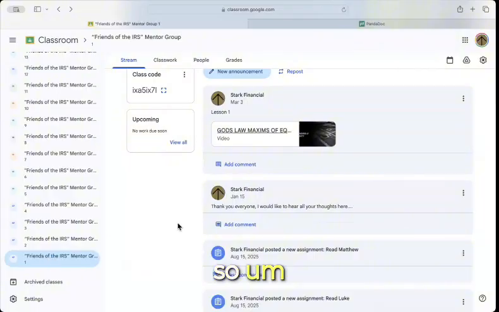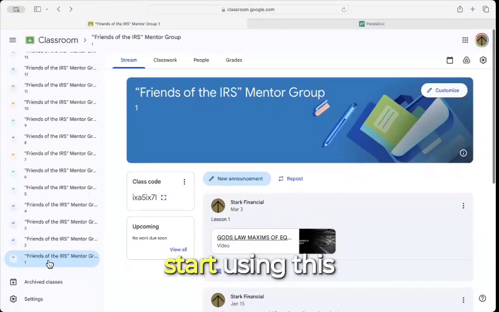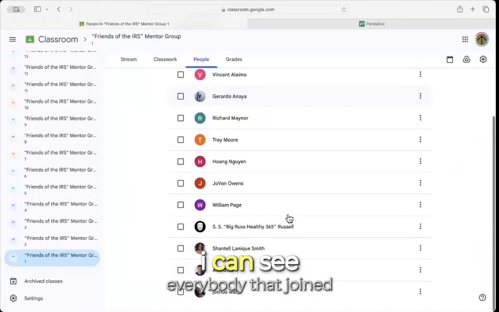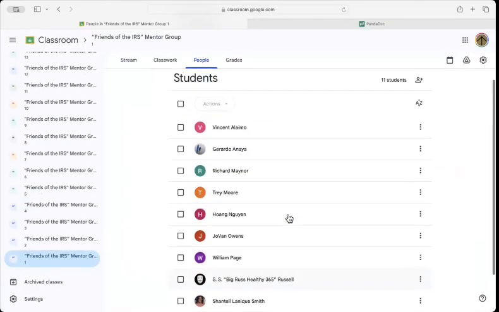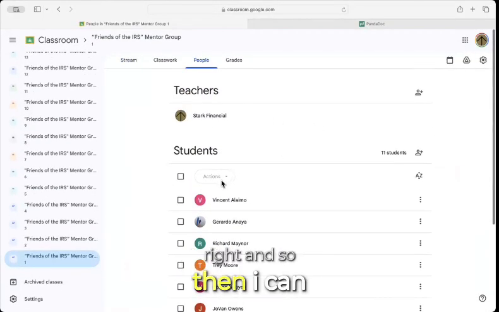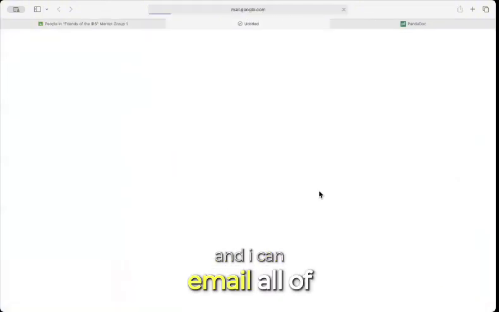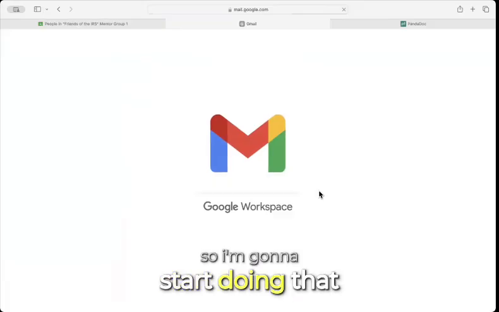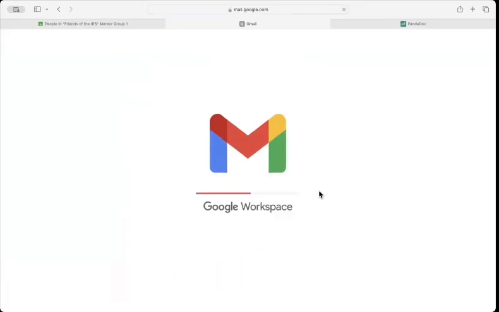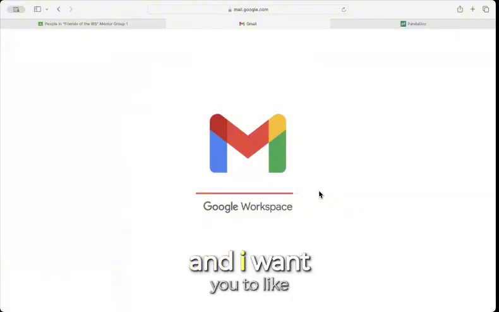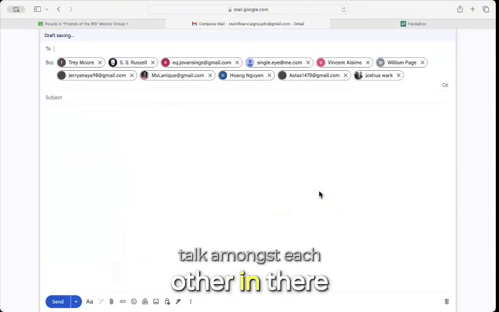Another thing is I'm going to start using this, if you can see this. I go in here and I can see everybody that joined, and then I can click this and I can email all of you at once. So I'm going to start doing that so that you guys can be engaged in the classrooms. And I want you to talk amongst each other in there.